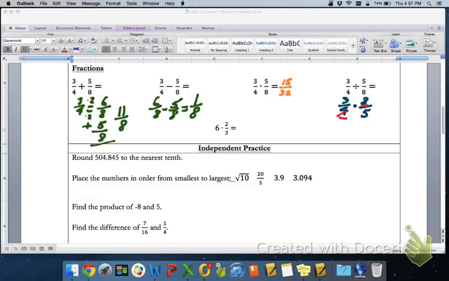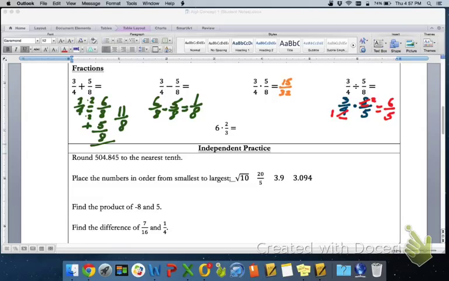Well, we can divide 4 by 4, and that gives us 1. And if we divide 8 by 4, that gives us 2. So now we can multiply across. 3 times 2 is 6. 1 times 5 is 5. Our answer is 6/5.